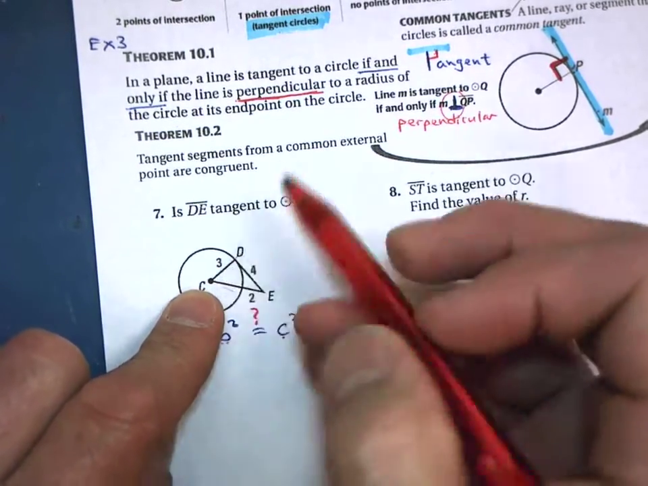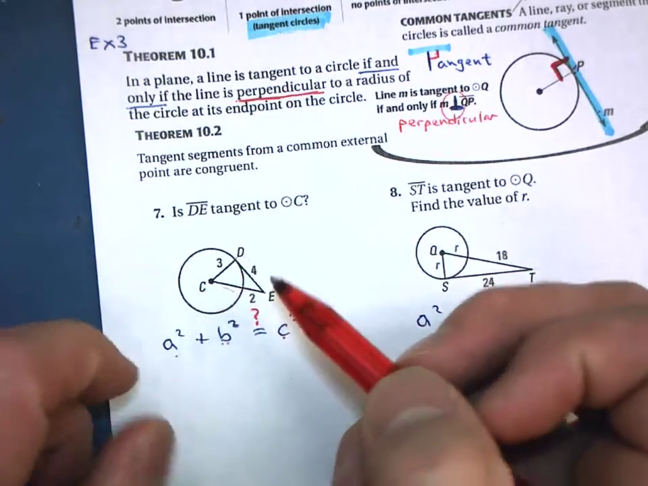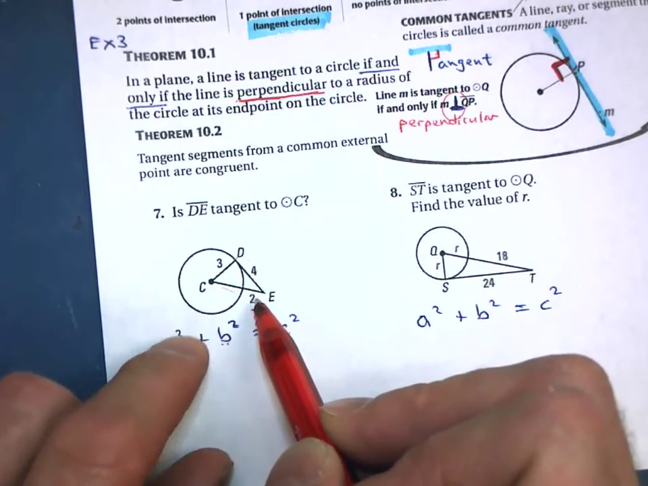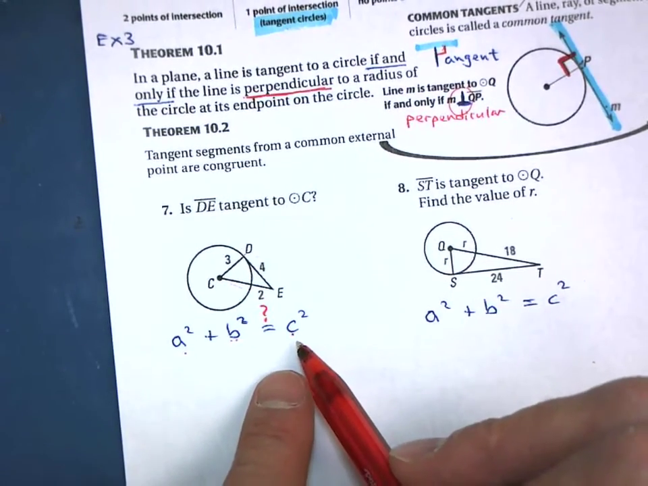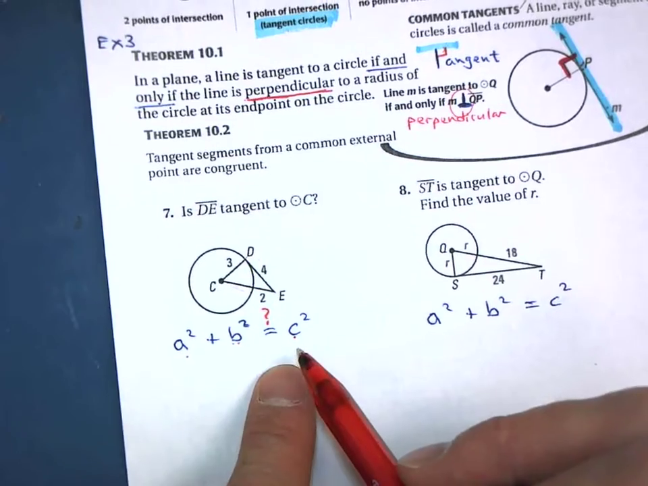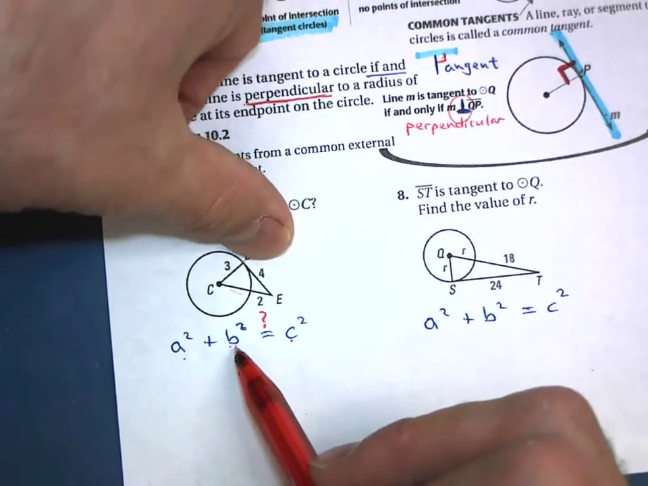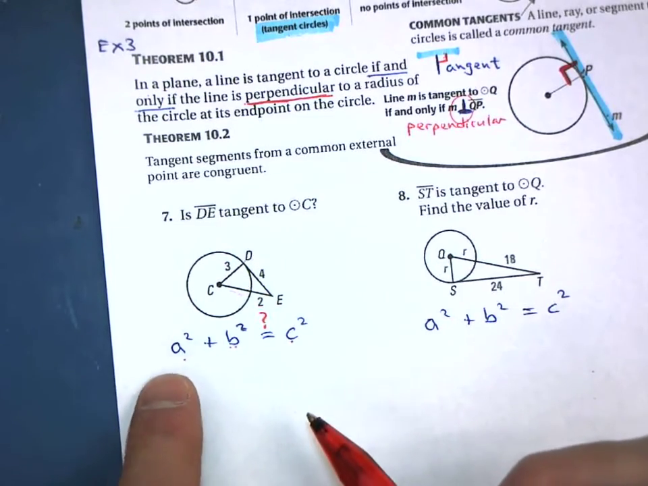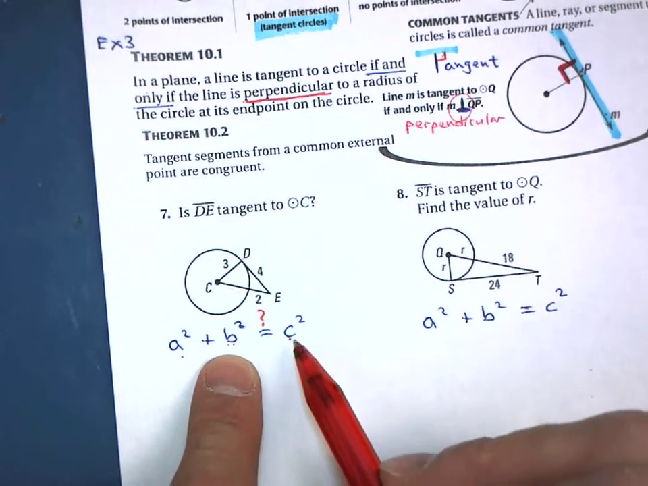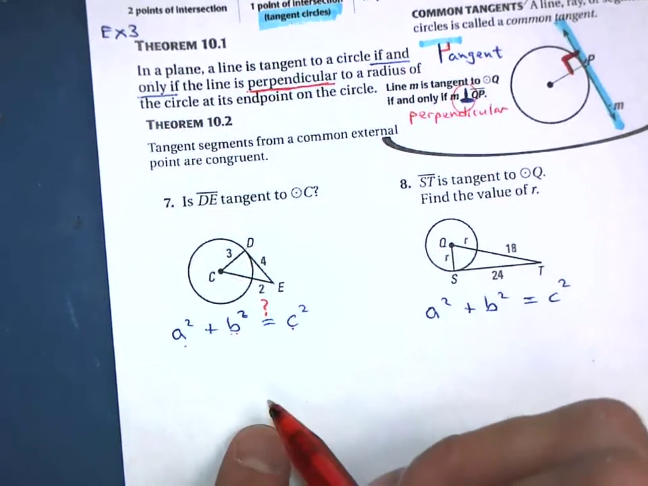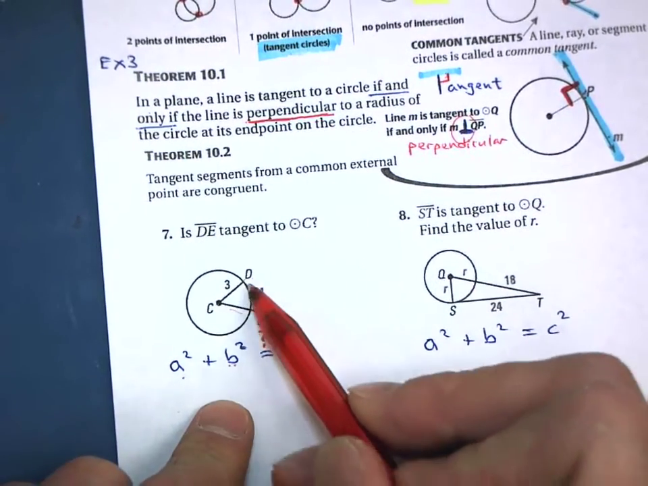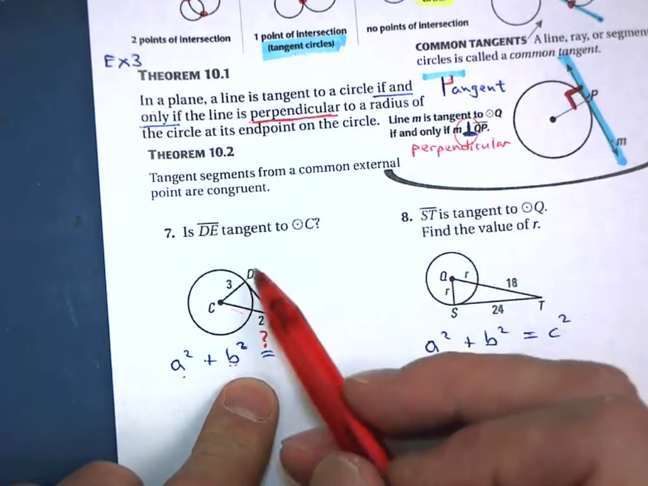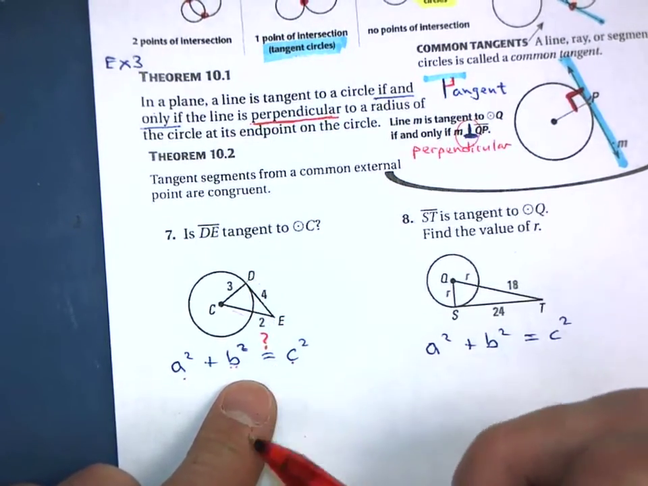We got that. So this is also a radius. This one's 3. So what do you think the length of this radius is? Of course, it's going to be 3. So the entire length here is 5. So 5 is what you plug in for the C. And then you can plug in 3 for the A and 4 for the B, and then crank the numbers, and you're asking the question, does A squared plus B squared equal C squared? If it does not, then DE is not tangent to the circle. If it does, then DE is tangent to the circle.